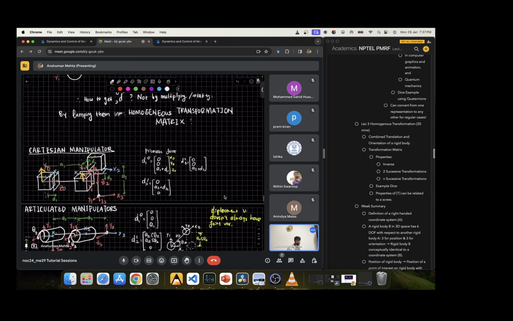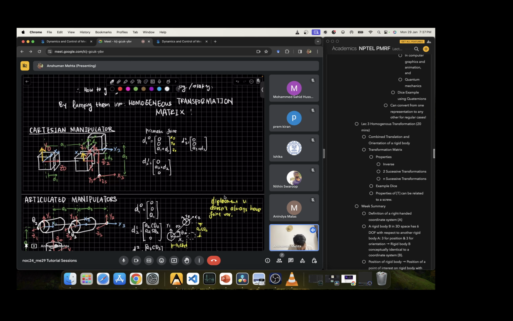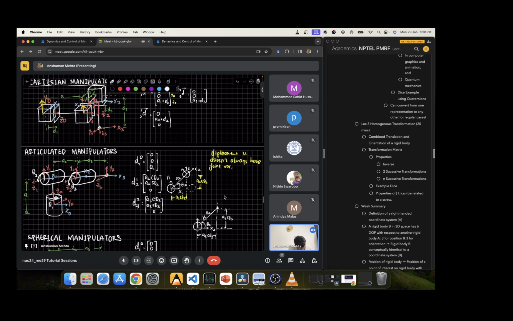Now in different examples, you can see as Cartesian manipulator how we can find the displacement vector. Next is articulated manipulator. We'll go into detail of them.